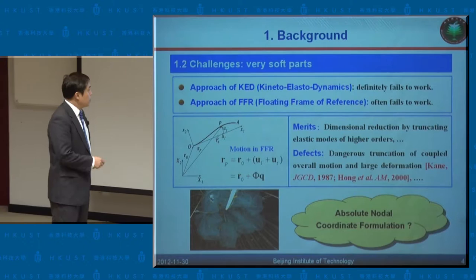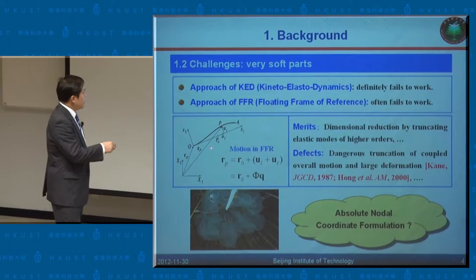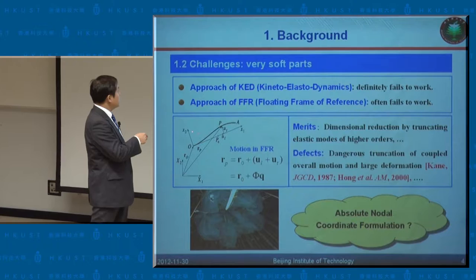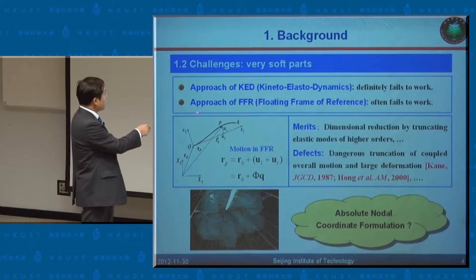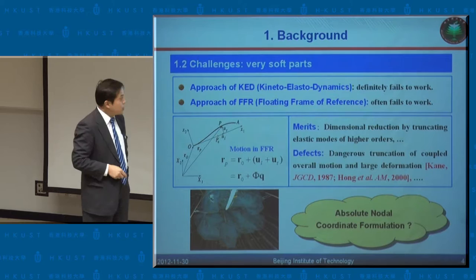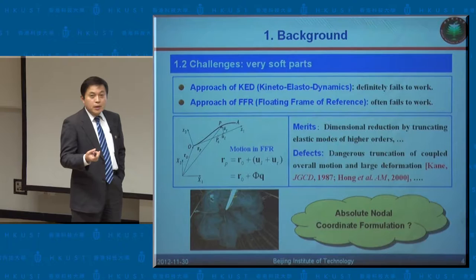Here I'll give you an example. If you look at the deformation and overall motion of a slender beam, a specific point P can be described by this formula, and it includes two parts. The first part is R0, the overall motion of your floating frame of reference, x1 and x2. The second part is the elastic deformation with respect to this floating frame of reference. This way, you can use the concept of structural dynamics to express this elastic deformation through the use of modal expansion. Then, by means of modal reduction, you can get a lower-order model for this system.